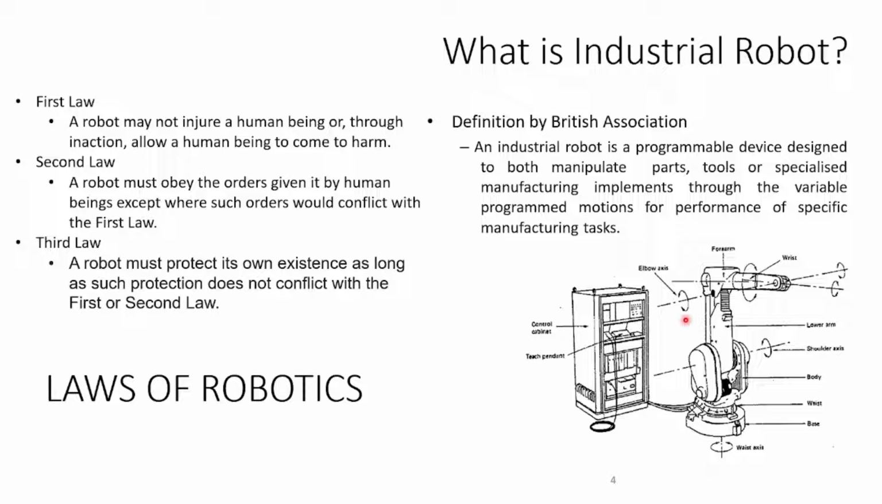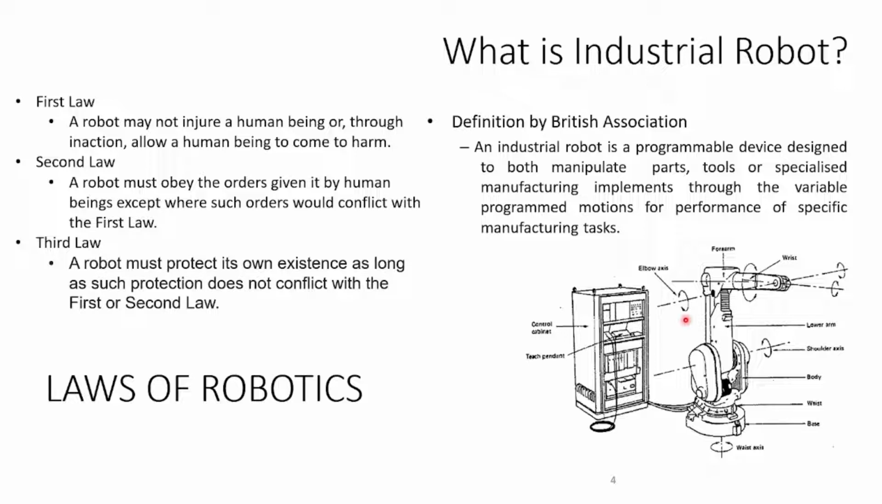In the second law, a robot must obey the orders given to it by human beings, except where such orders would conflict with the first law. So the robot needs to follow human instruction in any manner unless it conflicts with the first law. So the second law depends on the first law, and the third law depends on both of them. You can read it out. First we read the law, then I will explain it.